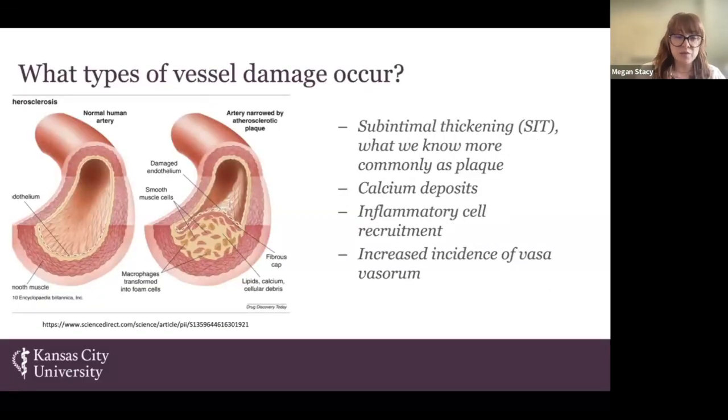So just to summarize what types of vessel damage occur and what we are talking about today: subintimal thickening or plaque formation, calcium deposits, recruitment of inflammatory cells, and then what I hadn't discussed yet was the increased incidence of the vasa vasorum, the small blood vessels. And then I included just a little image here of a healthy blood vessel versus a blood vessel with plaque formation and damaged endothelium, and we can already see here that the lumen size would be reduced in this blood vessel.